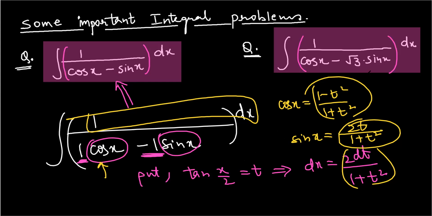The same method you can even apply for this one. What is it? It is 1 upon cos x minus root 3 sin x. So here it is a cos x plus b sin x, and c is 0. Okay, so this is one method.